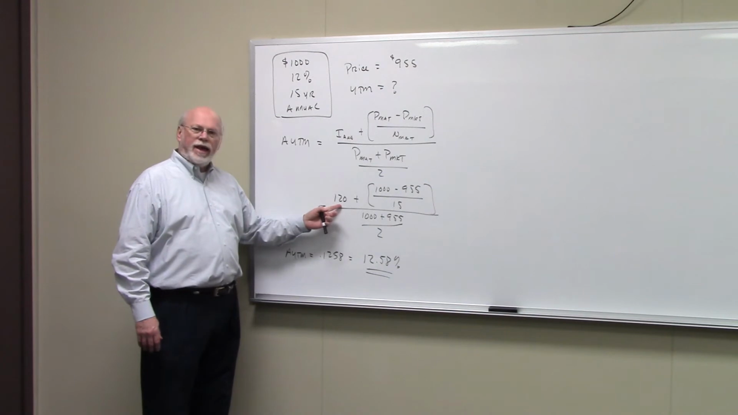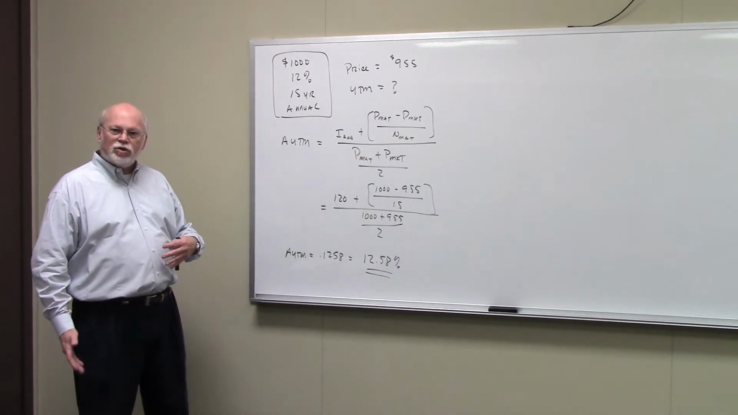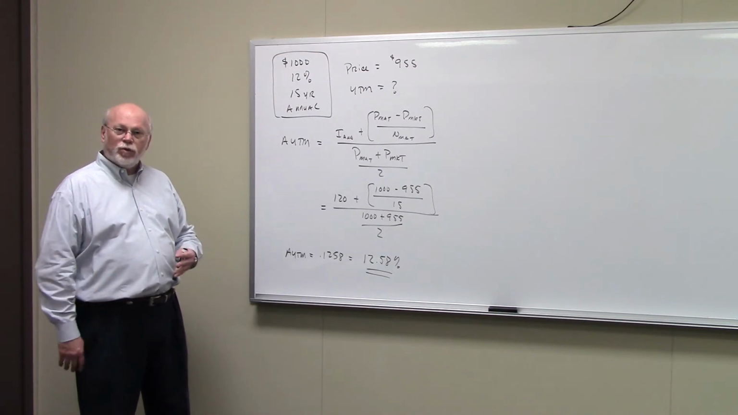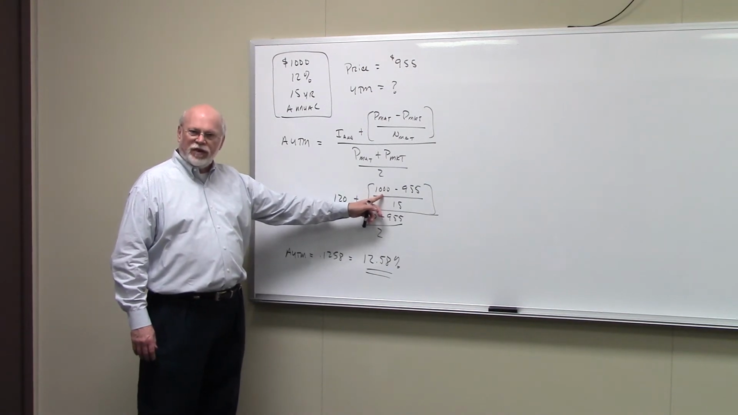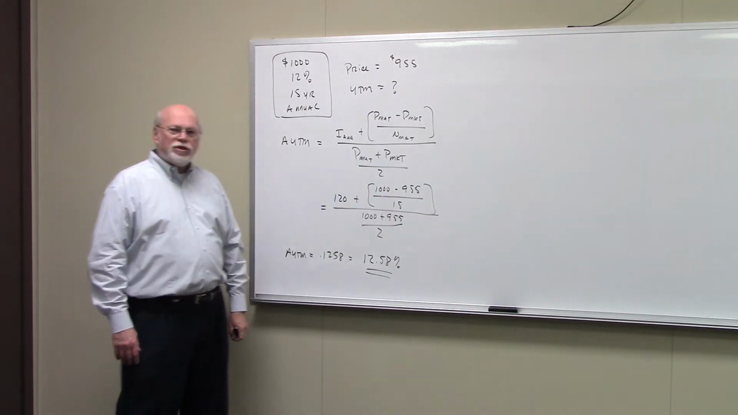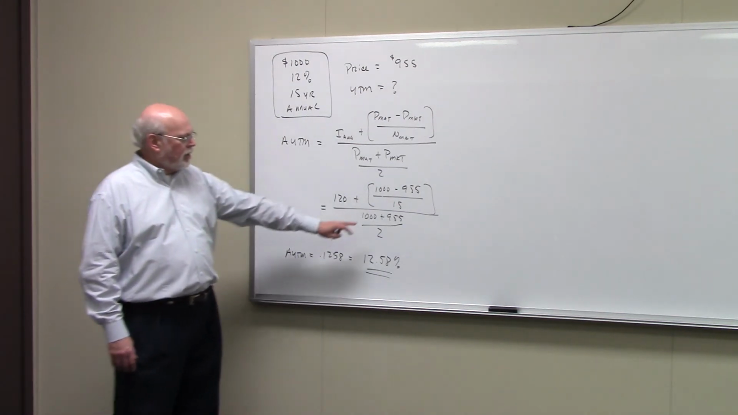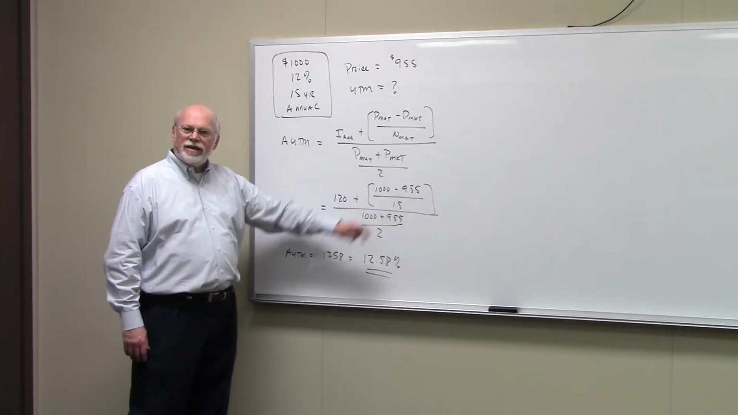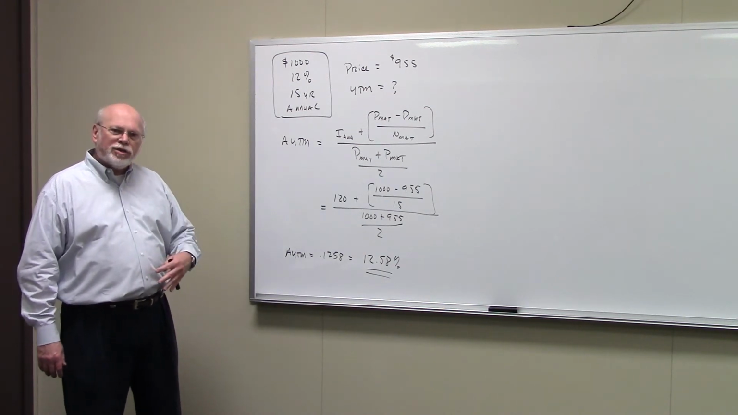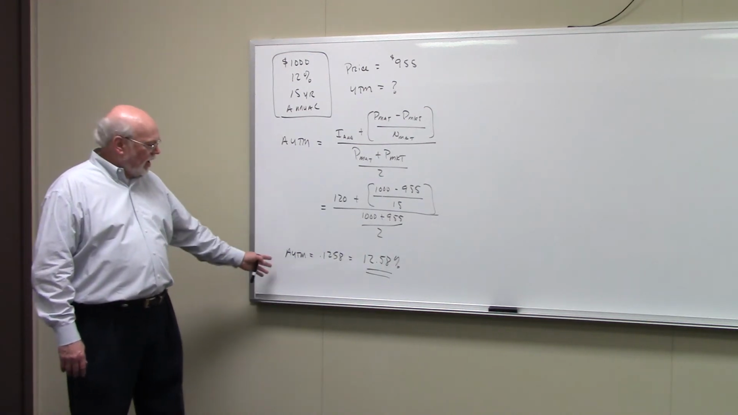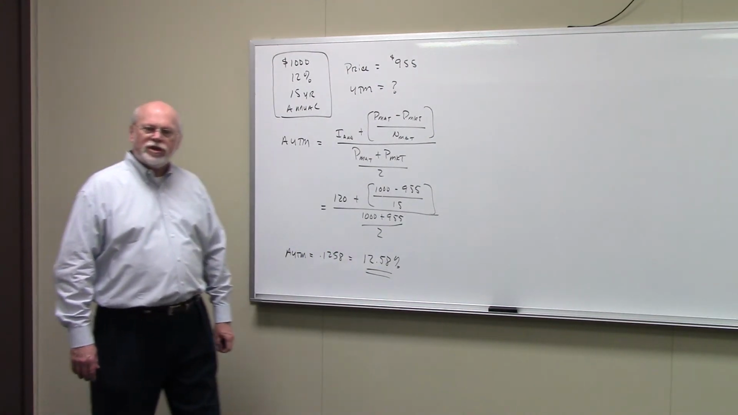Plug in what you know. The annual interest, the coupon rate or stated rate times the face value, so 12% times 1,000, gets you $120. The price of the bond at maturity, all bonds sell for face value, in this case $1,000. Subtract from that the price of the bond in the market, which they told us was $955. And the number of years to maturity, they tell us, is 15. The denominator, again, the price at maturity plus the price in the market divided by 2. And what that gives us is an approximate yield to maturity of 12.58%.